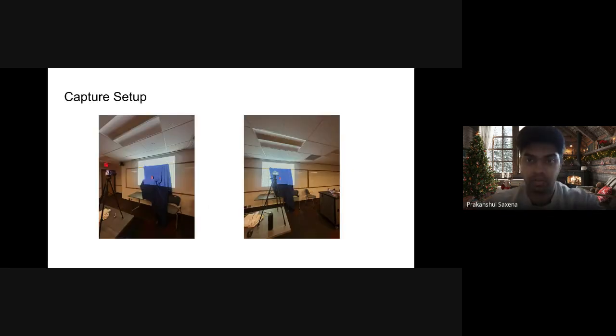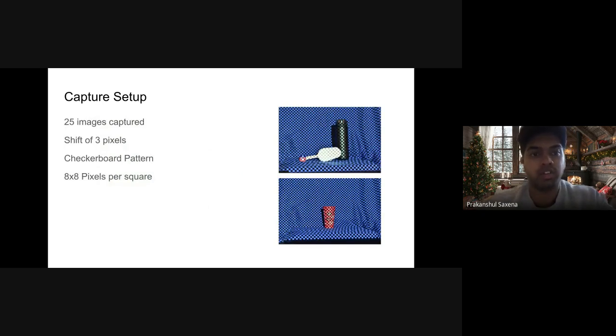Now this is the setup for capturing the illumination patterns, in which you can see the projection of the checkerboard pattern and the illumination, the blue screen, the object, and the camera. To explain the setup in more detail, a total of 25 images were captured per scene with a shift of 3 pixels for the pattern across the image. The pattern is a checkerboard pattern, and each square of the pattern consists of 8 by 8 pixels.